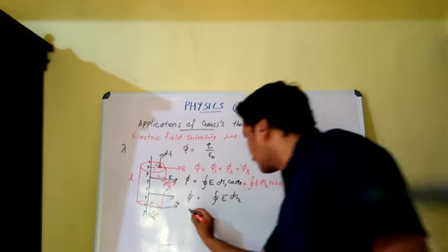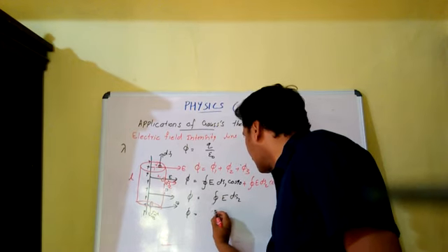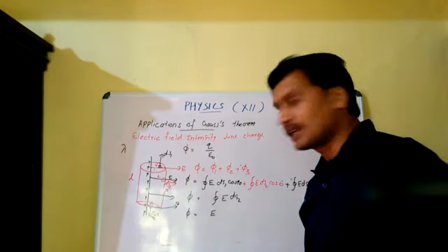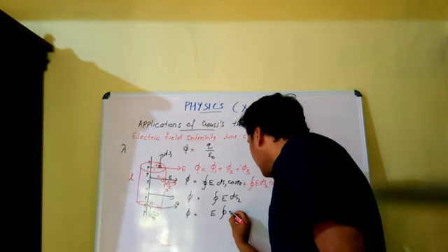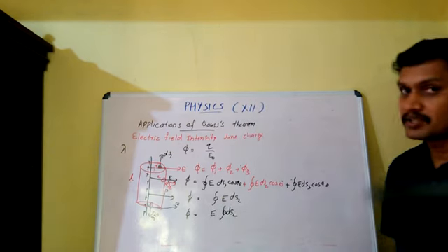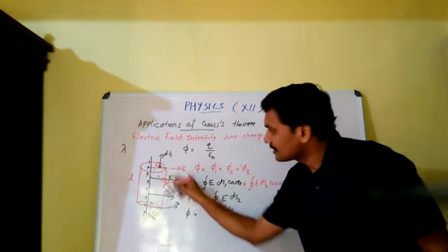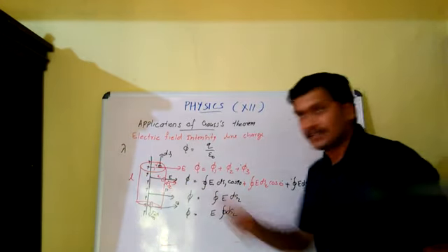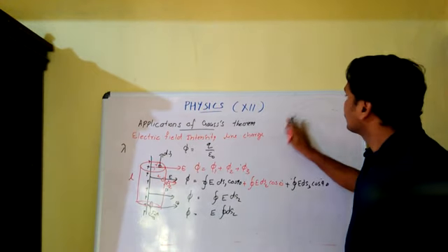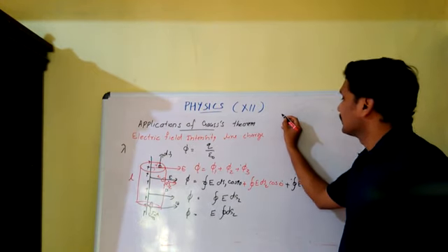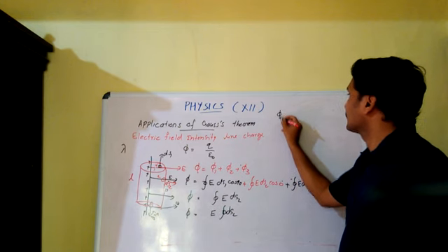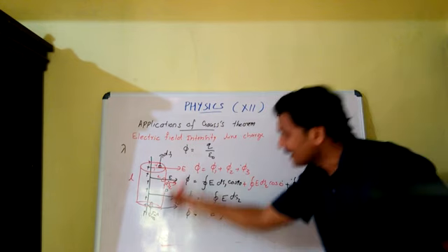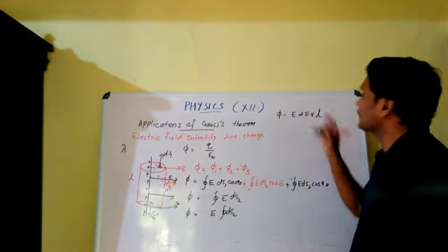So what is the flux? E is constant, since it is equidistant from the line charge. So E is taken outside, giving E into the surface integral of ds2. What is the surface integral of ds2? That is the curved surface area of the cylinder. With r as the radius, it is 2 pi r into L. So the flux is equal to E into 2 pi r into L, where L is the length of the cylinder and r is the radius.